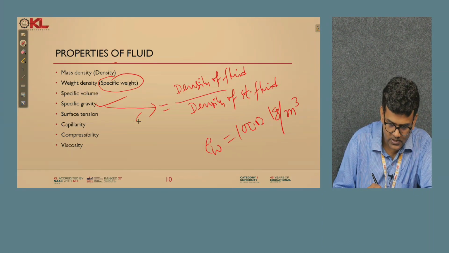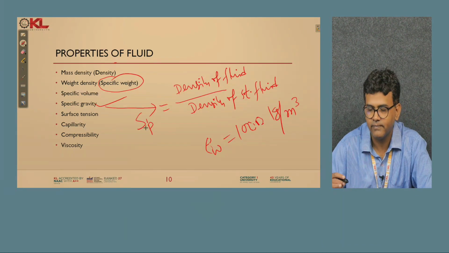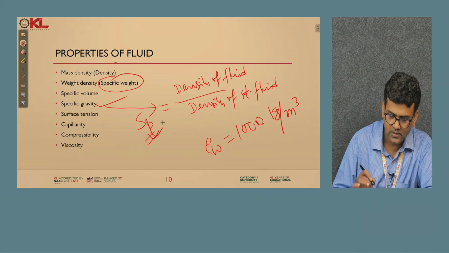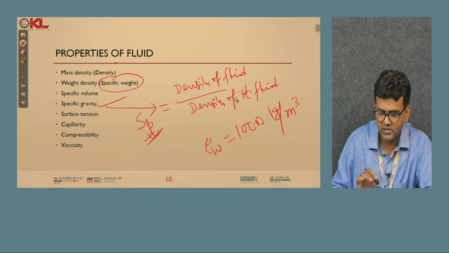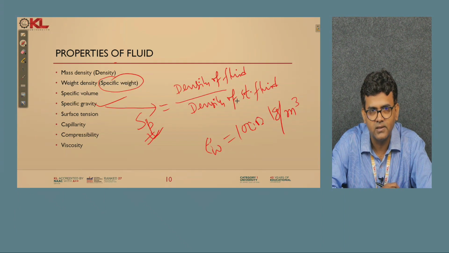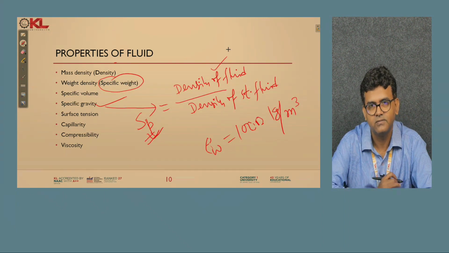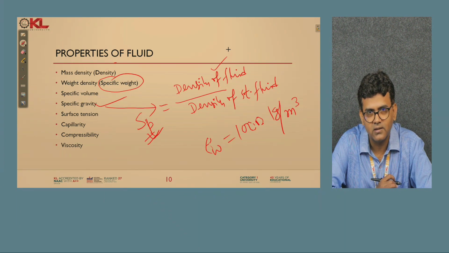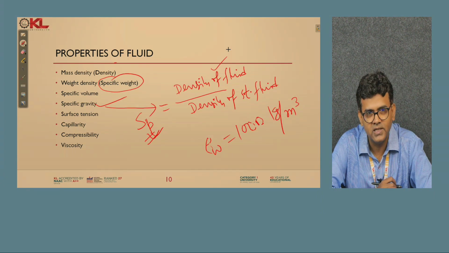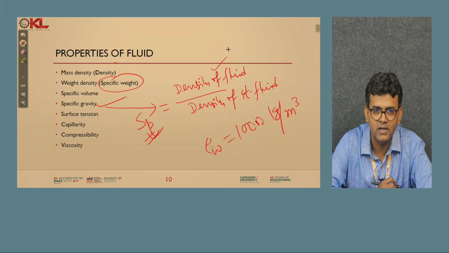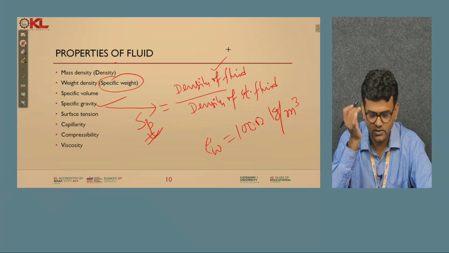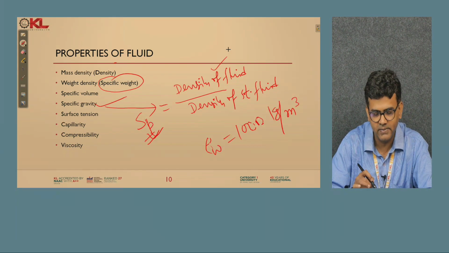So if you know the specific gravity, represented here by SP, of the fluid, then simply multiply it with the density of the water, in case the fluid is a liquid, and you will get the density of that fluid. Suppose oil is there. If you don't know the density of the oil, but you know the specific gravity of that oil, suppose the specific gravity is 0.6.